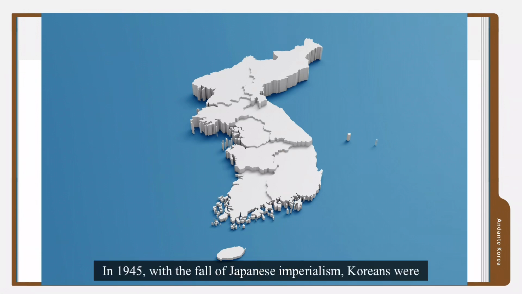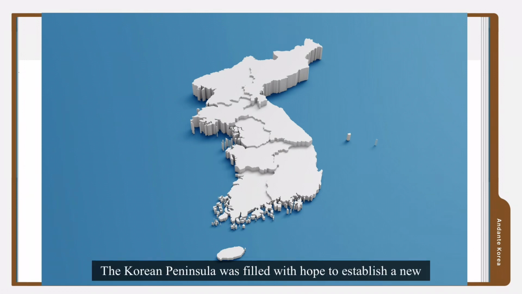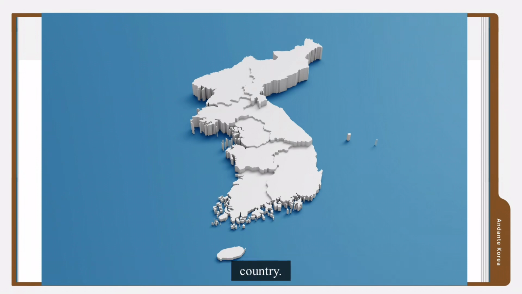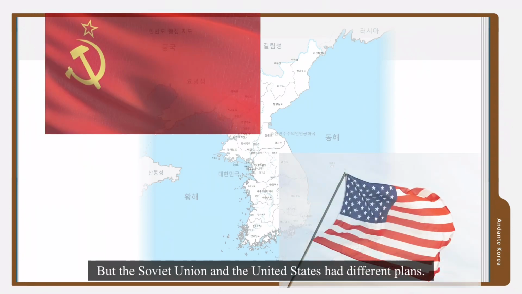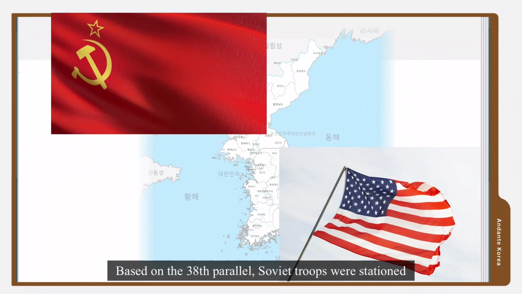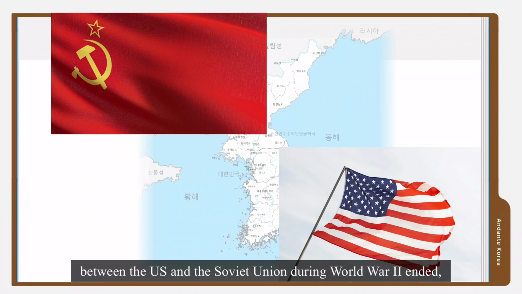In 1945, with the fall of Japanese imperialism, Koreans were freed from Japanese occupation. The Korean Peninsula was filled with hope to establish a new country. But the Soviet Union and the United States had different plans. Based on the 38th parallel, Soviet troops were stationed in the north and U.S. troops in the south.